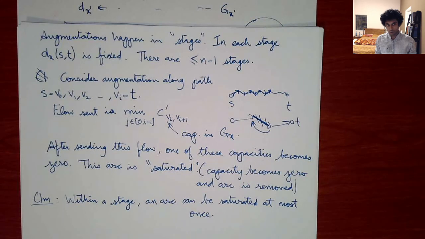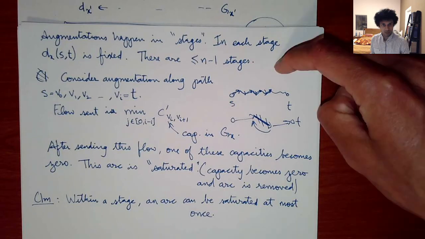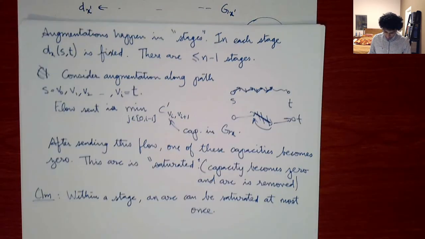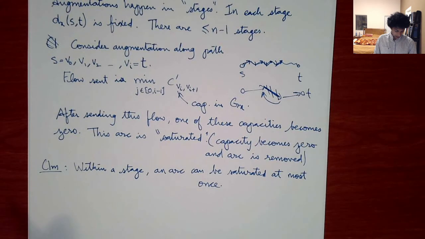Every arc is going to get saturated at most once. So in a stage, there are only m augmentations, and there are only n stages. So the total number of augmentations becomes m times n, whereas previously we had no bound. Within a stage, you will never saturate the same arc twice, which means the total number of augmentations in a stage is O of m.